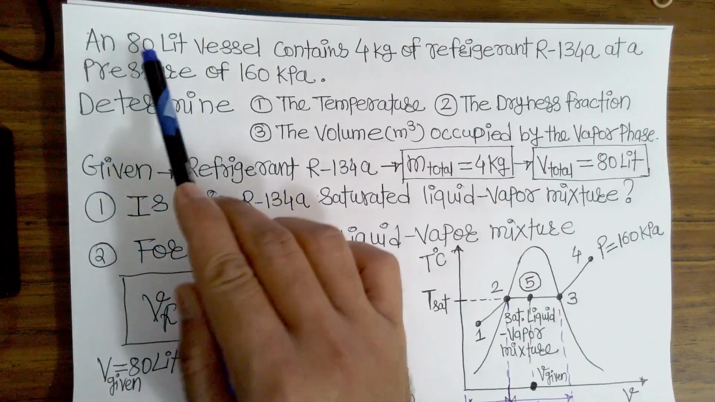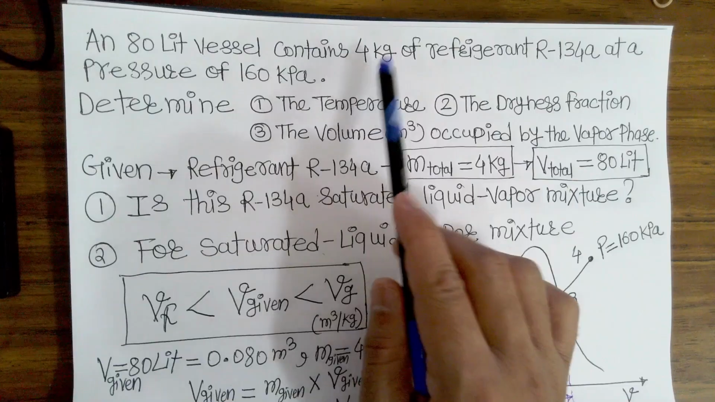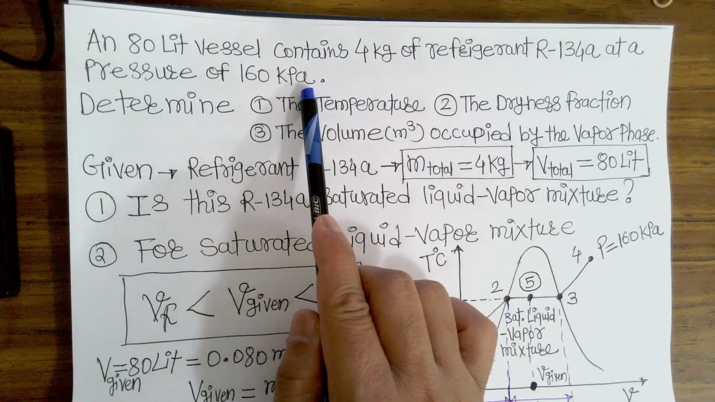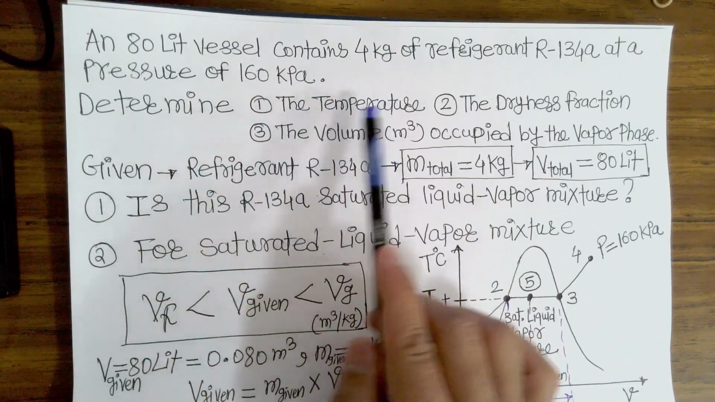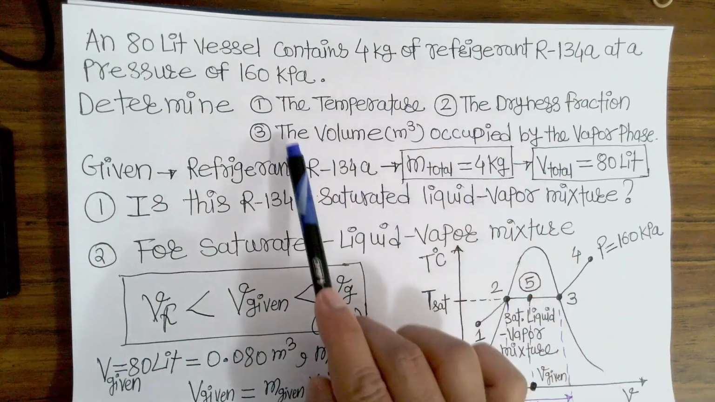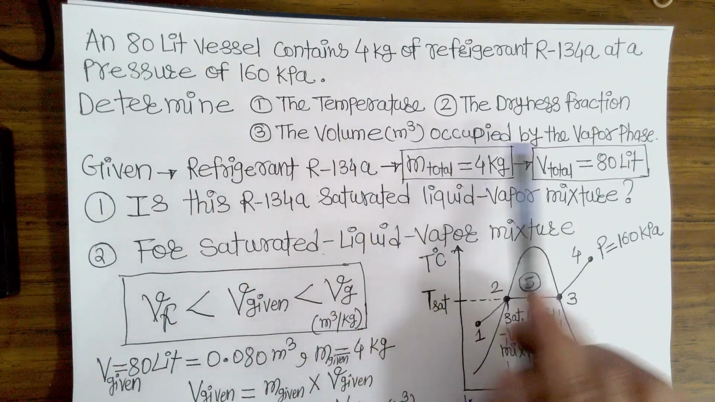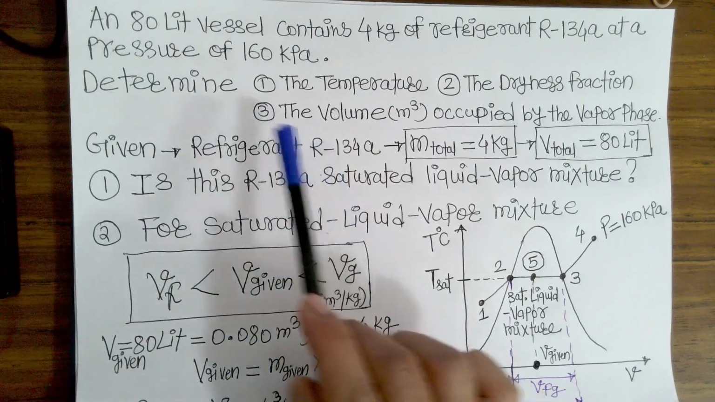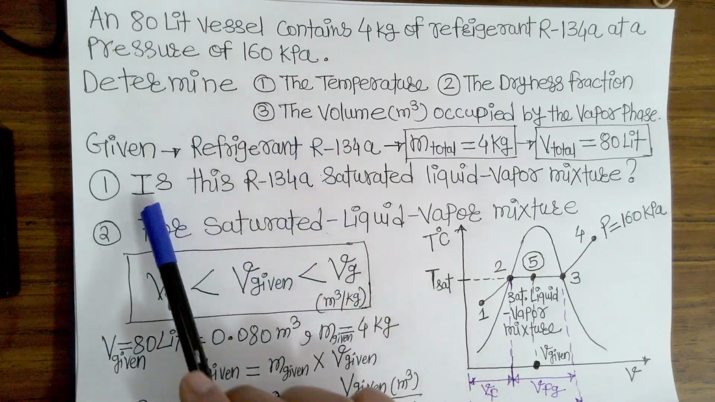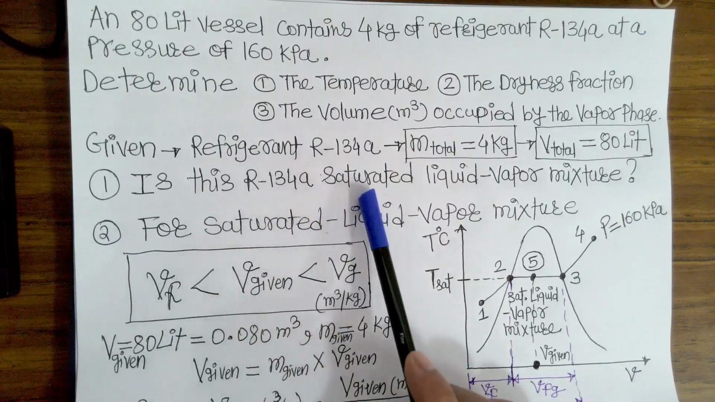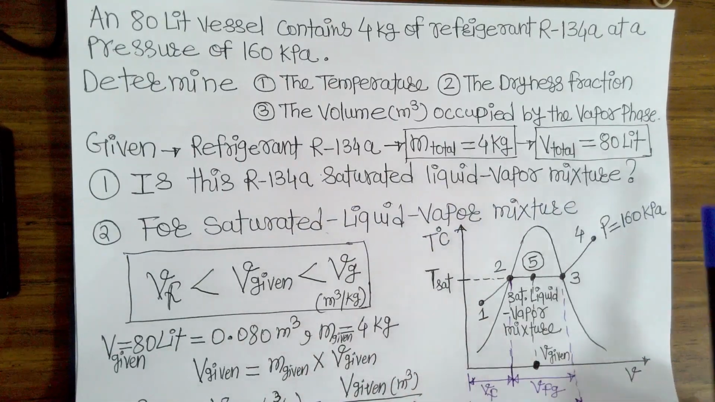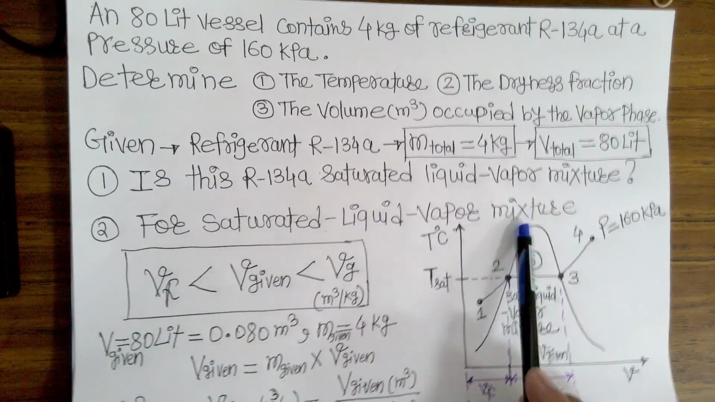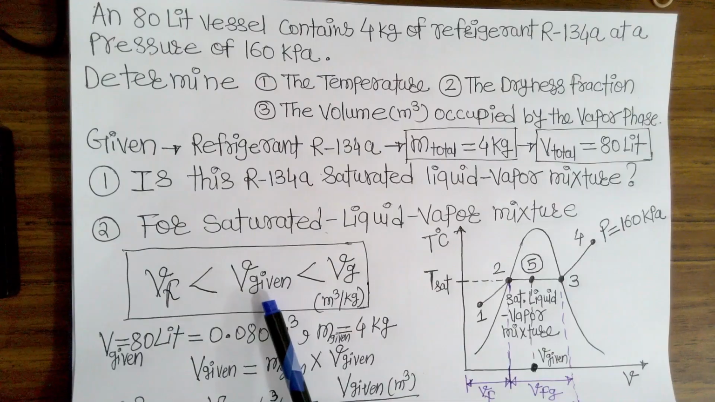So here we have an 80 liter vessel which contains 4 kg of refrigerant, which is at 160 kilopascal. For this refrigerant, determine temperature, dryness fraction, and how much volume is occupied by the vapor phase. So let us answer this question before we solve this numerical. Is this given refrigerant a saturated liquid vapor mixture or not?